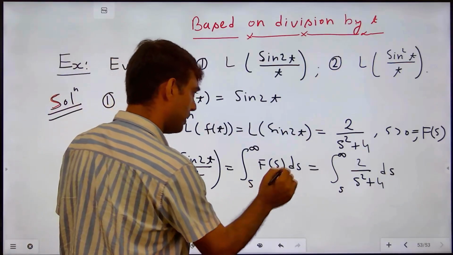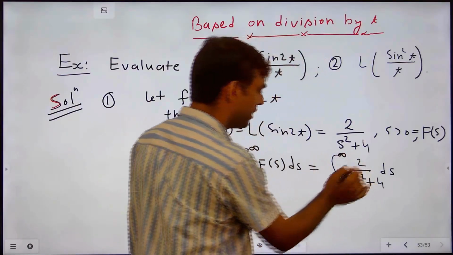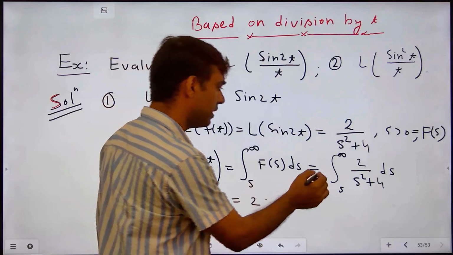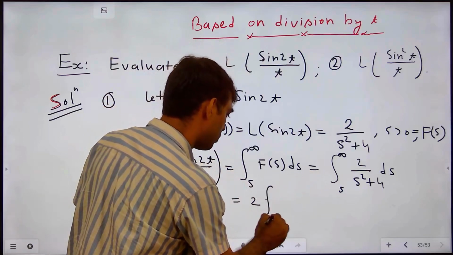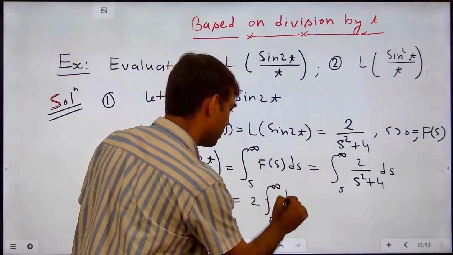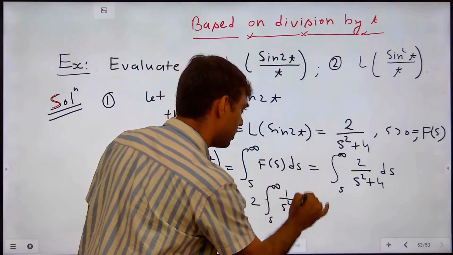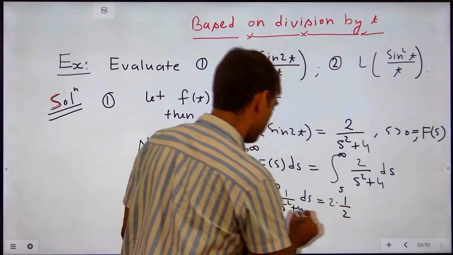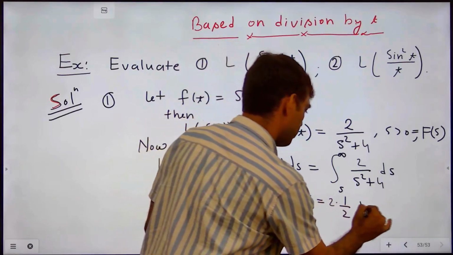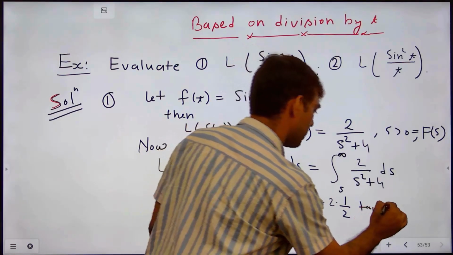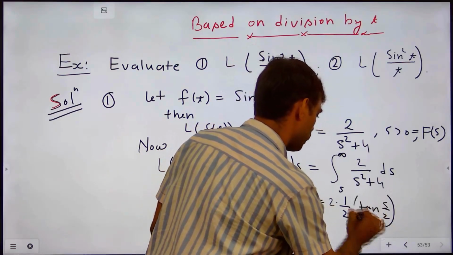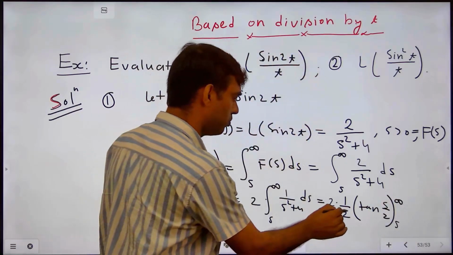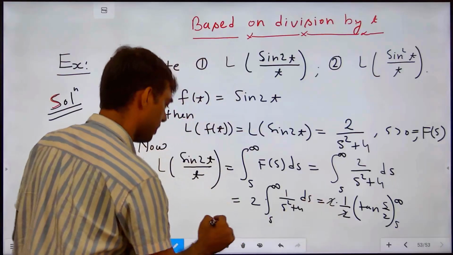So, what is the integration? Now, here the integral from s to infinity of 2 upon s square plus 4 ds, here we take 2 outside, then 2 into the integral from s to infinity of 1 upon s square plus 4 ds. And what is the integration of this one? 2 into 1 upon 2 tan inverse s by 2, with limit s to infinity. So, 2 and 2 cancel out. So, what is the result?